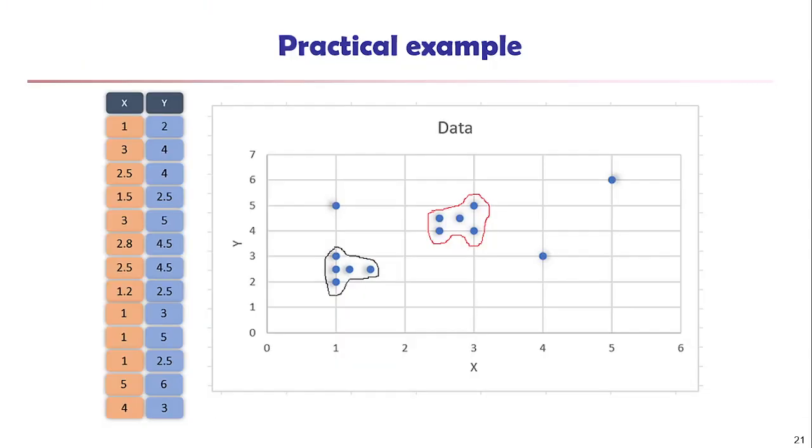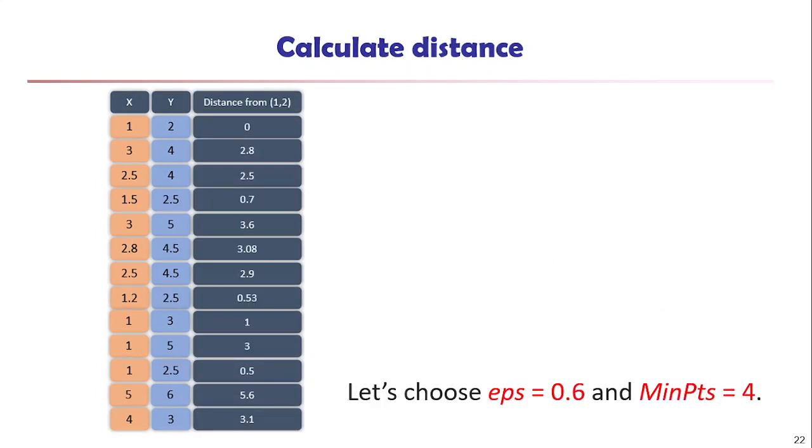Hello folks. So in this small tutorial, we will take a practical example of the DBSCAN method where we have our two-dimensional data, x-axis and y-axis values, given here in these data points. So we have 13 data points, and we want to cluster this using the DBSCAN clustering method. So first we need to calculate the distance between each and every point.